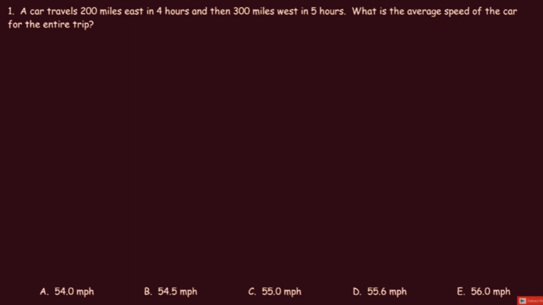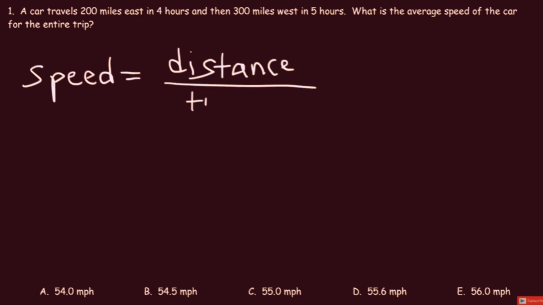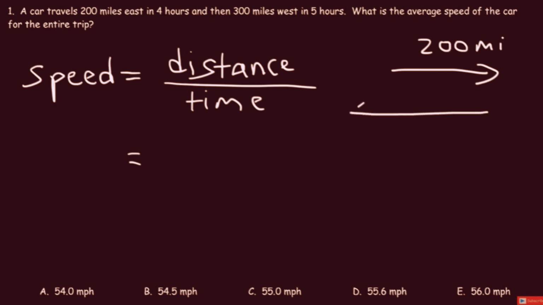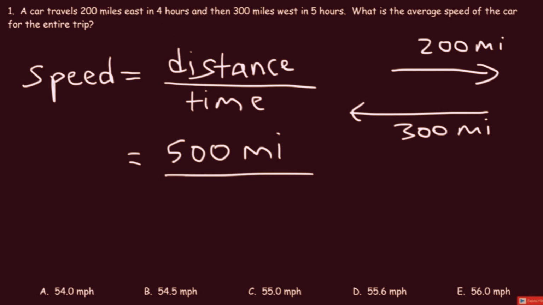So let's go ahead. A car travels 200 miles east in 4 hours, and then 300 miles west in 5 hours. The average speed is equal to the total distance divided by the total time. So what is the total distance in this problem? The car traveled 200 miles east, and then it went 300 miles west. So it traveled a total distance of 500 miles, and the total time is 4 hours plus 5 hours.